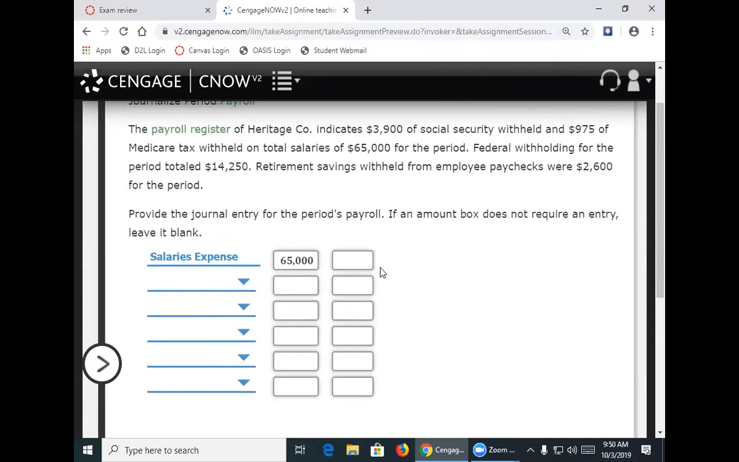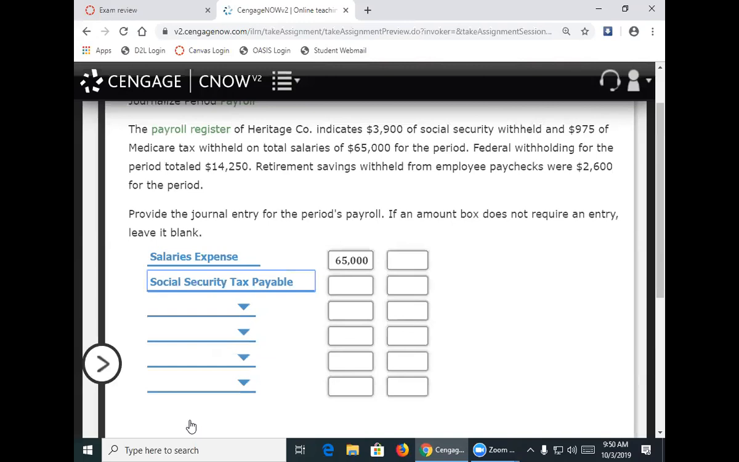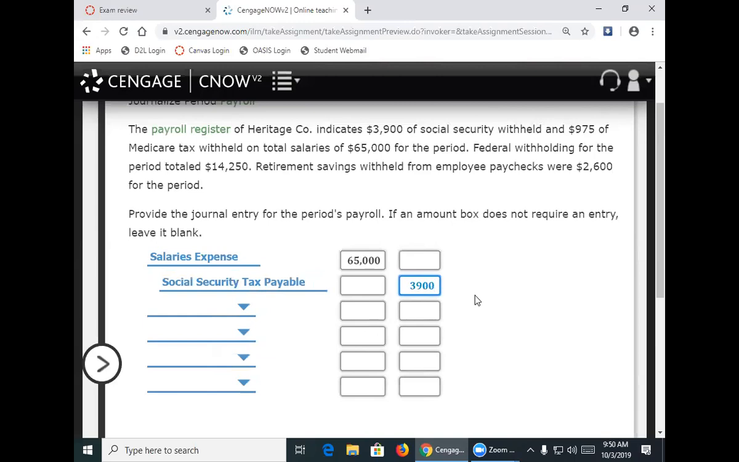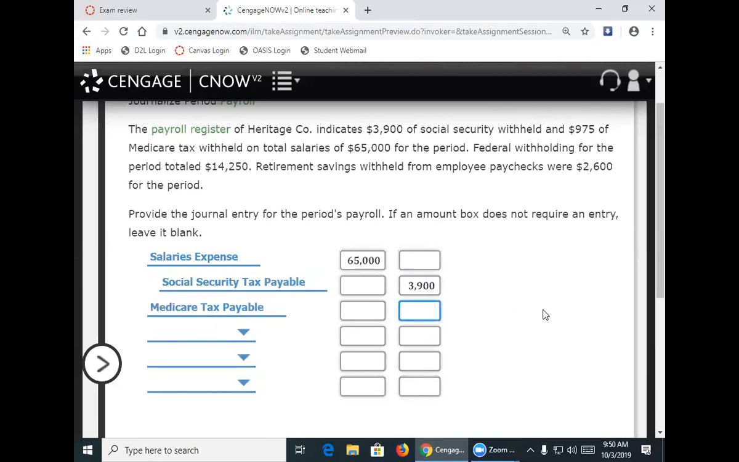And then what do I credit? Social Security tax payable. Very good. Make sure you choose the payable and not the expense. Remember, these are all liabilities. They give us the amounts, we don't have to calculate it. So it's $3,900. And then what's the next one? Medicare tax payable, a credit of $975.